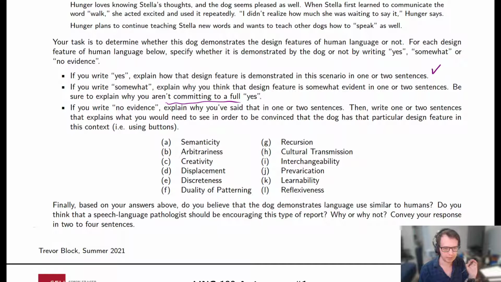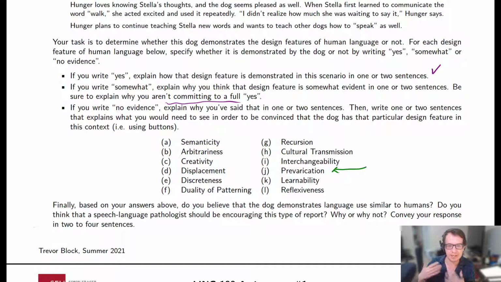More importantly, and you'll have to say no evidence for some of these for sure, this is really the interesting part. This is where I want you to really think. You'll have to talk about what you would need to see this dog do using buttons. So, for this dog's communication system, what would this dog have to do in order for it to have that property of human language? For example, let's say this dog does not demonstrate prevarication. Using buttons, what would this dog have to be able to do? What would this dog show in order for you to be convinced that it does have this property?